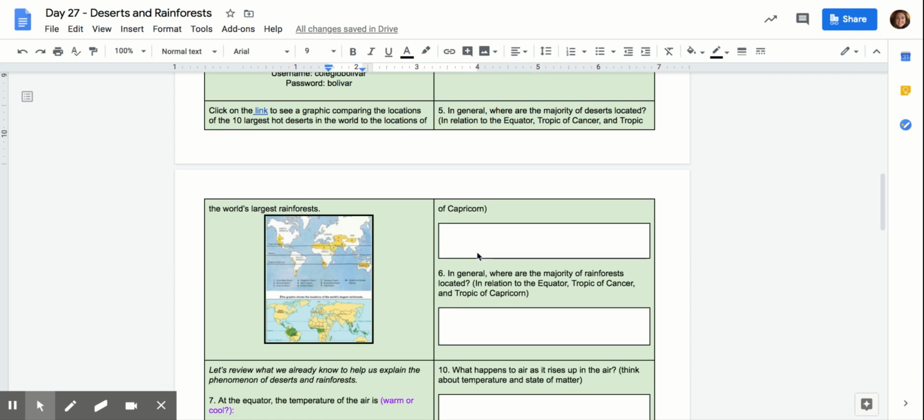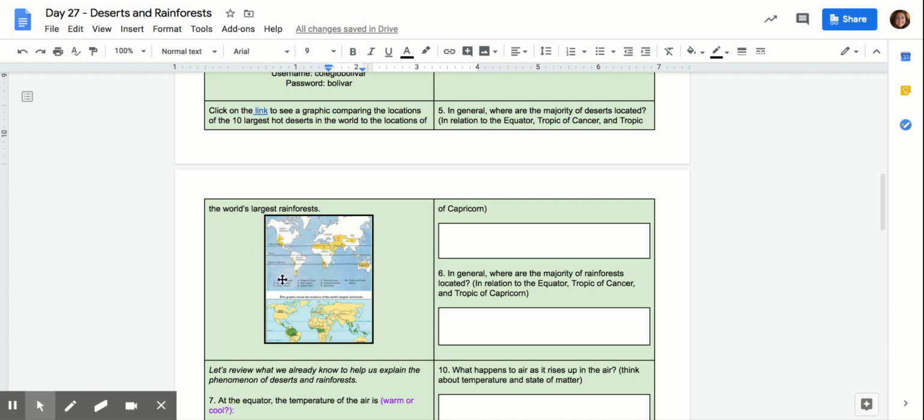Okay, next we're going to open up a graphic where you're going to see the locations of the different rainforests and deserts in the world. And over here, you're going to be giving a pattern. When you open the graphic, you'll see deserts on the top picture and rainforests on the bottom picture. You're going to describe where the majority of deserts are located, in relation to the equator, the Tropic of Cancer, and the Tropic of Capricorn. Those are the lines of latitude that go around the world.